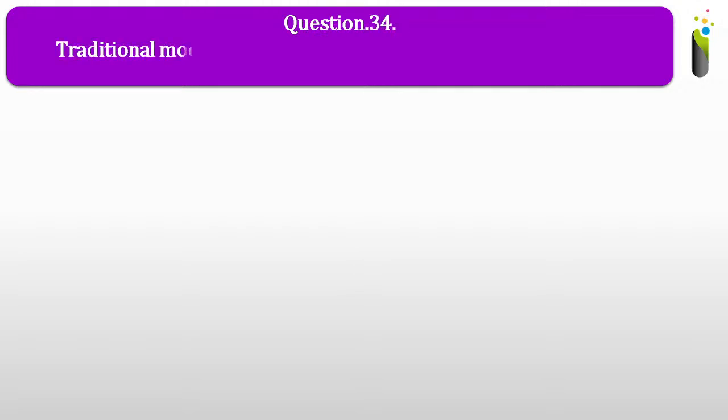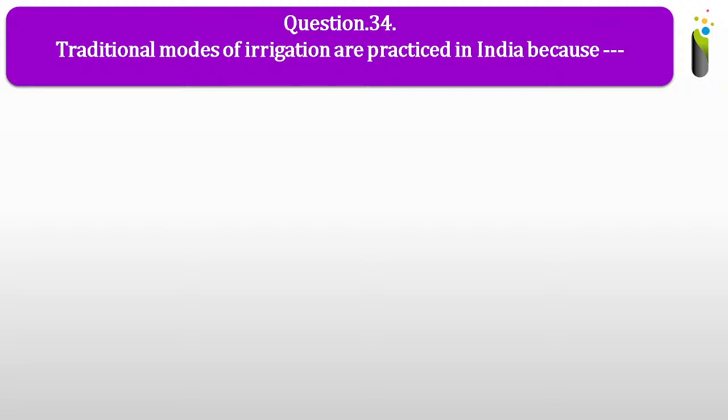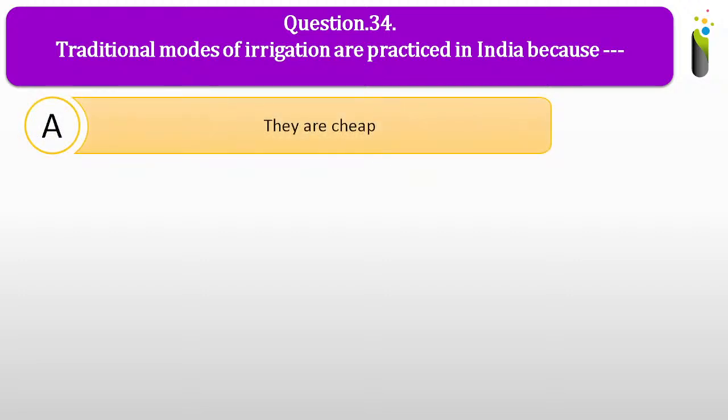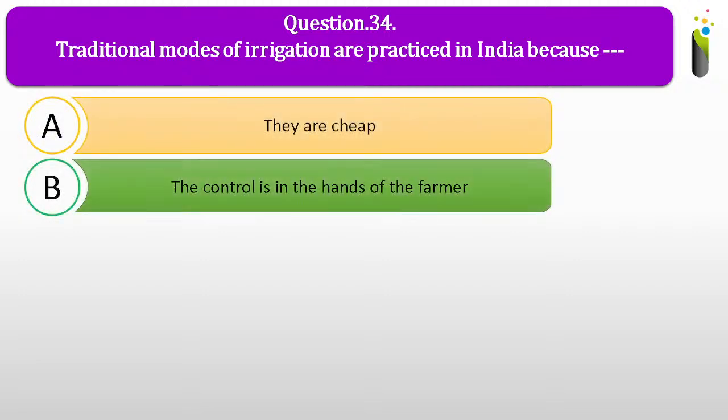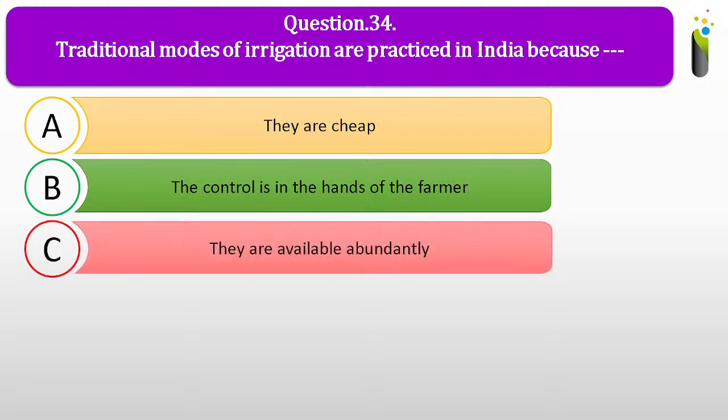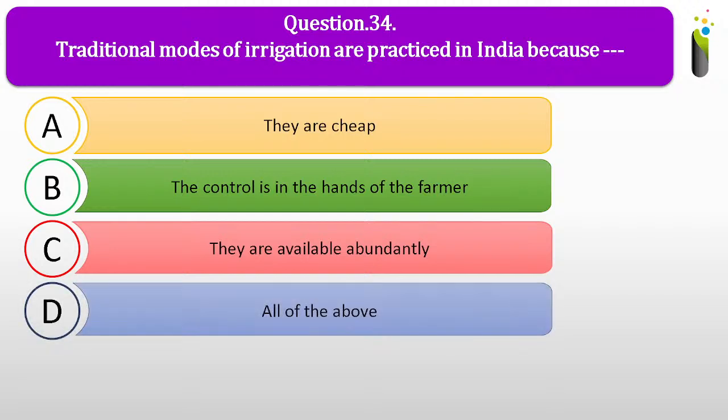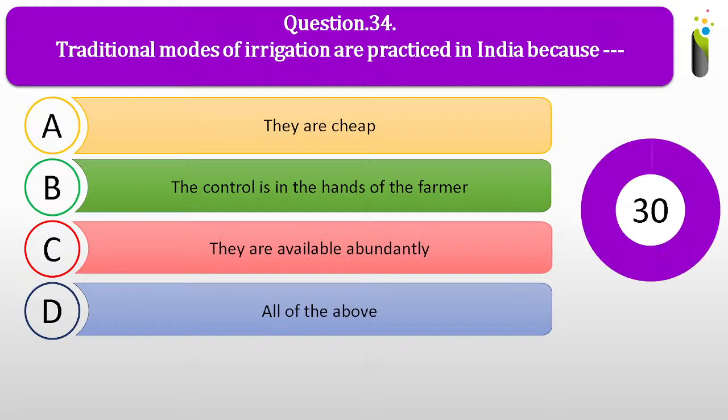Now, question number 34. Traditional modes of irrigation are practiced in India because dash. A. They are cheap. B. The control is in the hands of the farmer. C. They are available abundantly. D. All of the above. So the traditional modes of irrigation are practiced in India because dash. And your time starts now.